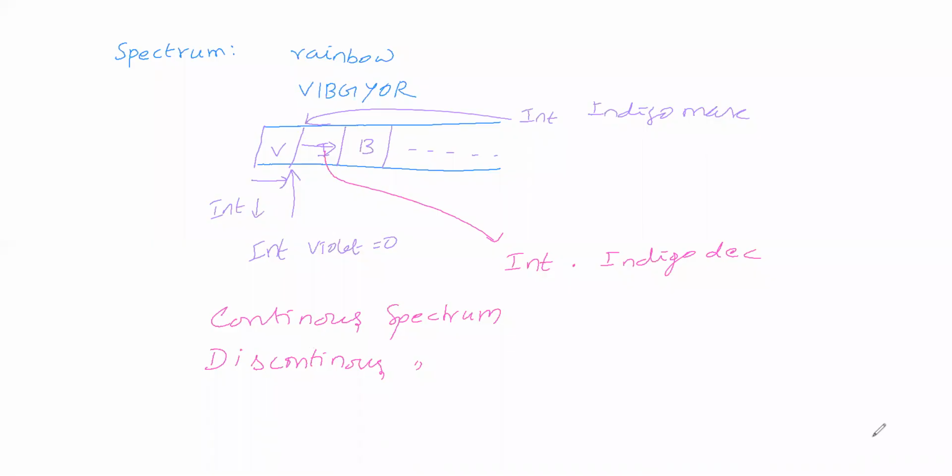Okay, now we will take another one. Now we will take the sodium vapor lamp. So you are saying that VIBGYOR is a continuous spectrum, you said.